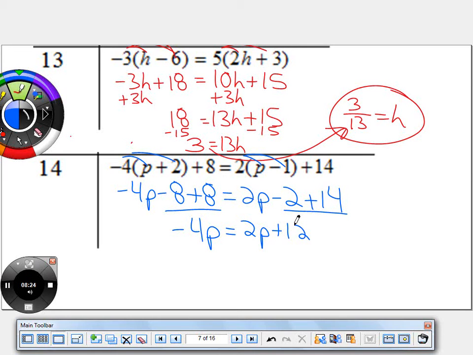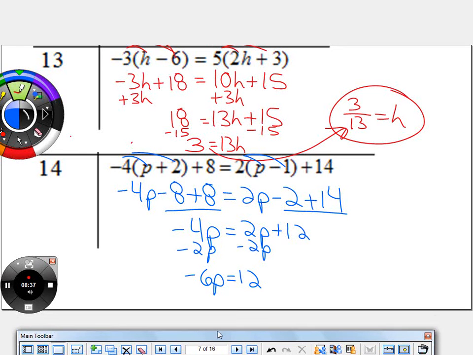So now let's try to get our variables together. So how about we subtract 2p from both sides? So that would be negative 6p equals 12. And then the last step is to divide by negative 6. So if you divide by negative 6 on both sides, those will cancel out, and you'll be left with p equals, and on the right hand side you'll have negative 2. 12 divided by negative 6.